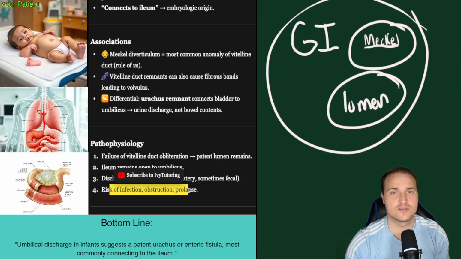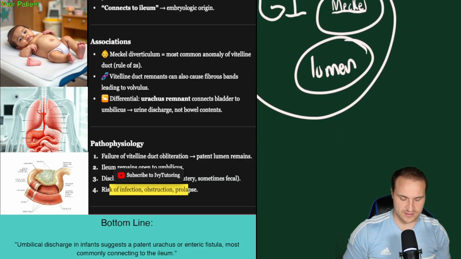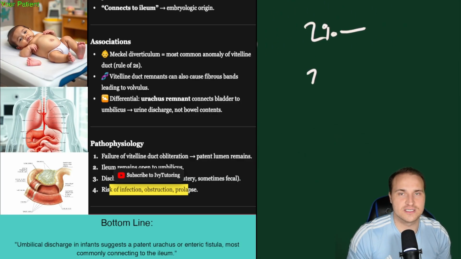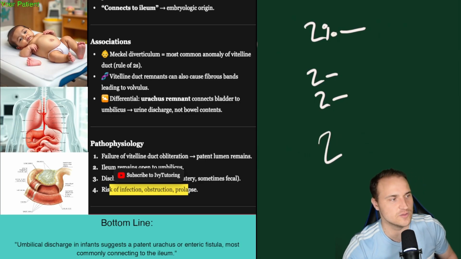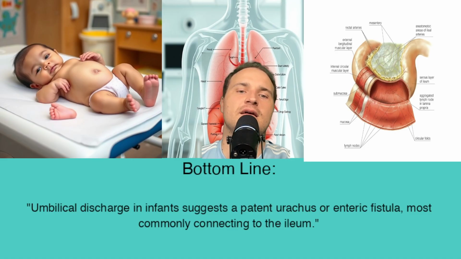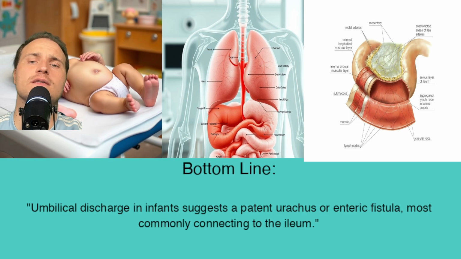And there's the rule of 2s, right? This is super important. It's going to be 2% of the population, 2 inches long, 2 feet from the ileocecal valve. And there are 2 types of ectopic tissue. A lot of 2s going on there. Bottom line, umbilical discharge in infants suggests a patent urachus or enteric fistula, most commonly connecting to the ileum.